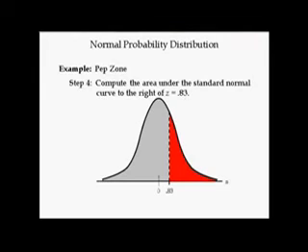Step 4, compute the area under the standard normal curve to the right of z equal to 0.83. Because the probability that z is less than or equal to 0.83 is 0.7967, we label the gray area 0.7967. The probability that x is greater than 20 is equal to the probability that z is greater than 0.83, which is equal to 1 minus 0.7967, or 0.2033. Hence, the probability of a stockout during replenishment lead time is 0.2033.